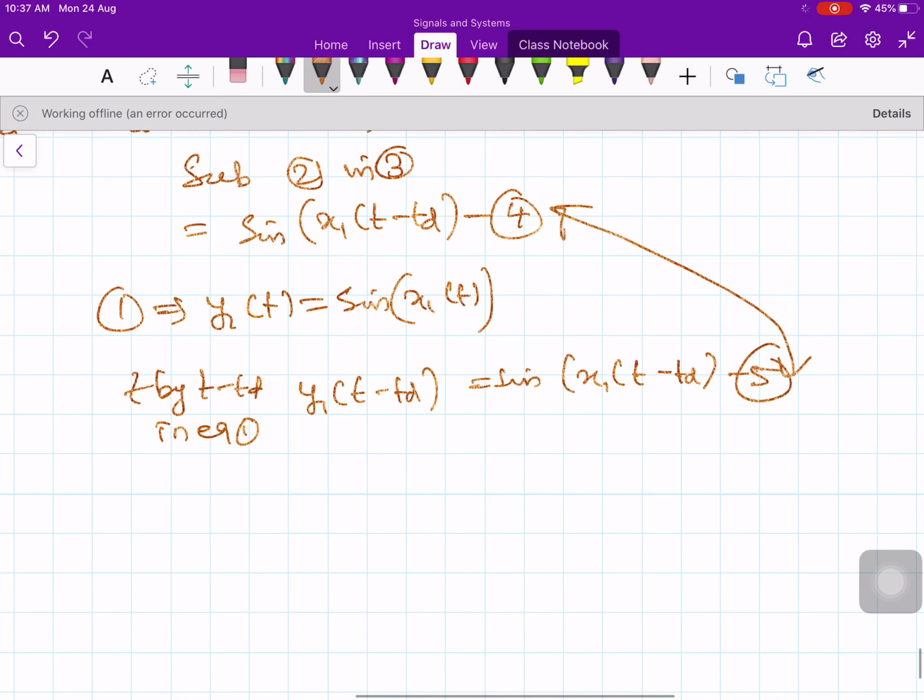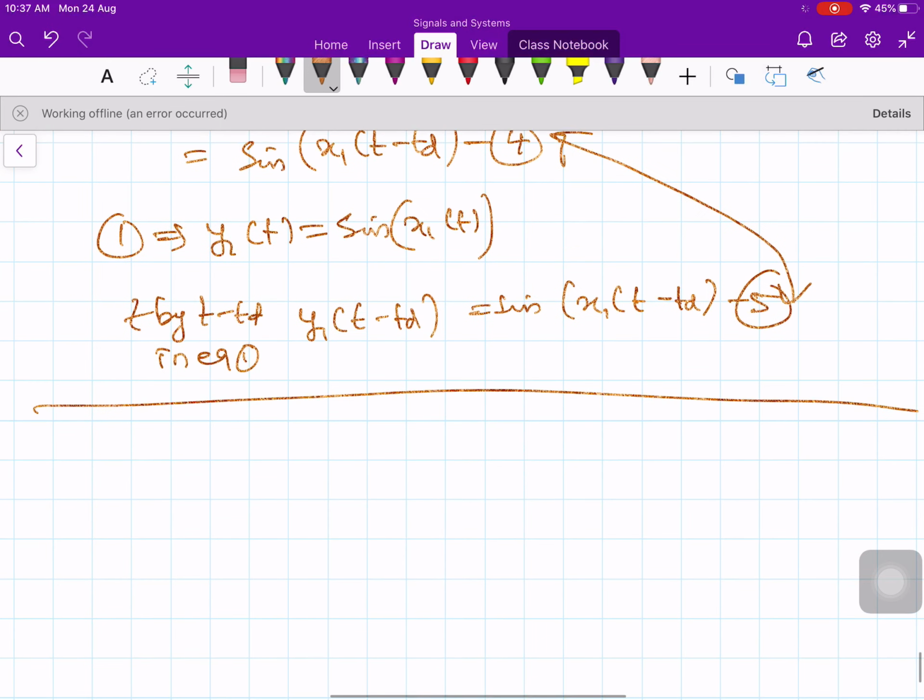Let me take one more example. Let's say y of n is equal to n times x of n. By looking at the equation itself, you can say this is a time varying system, because there is a time dependent parameter n here.